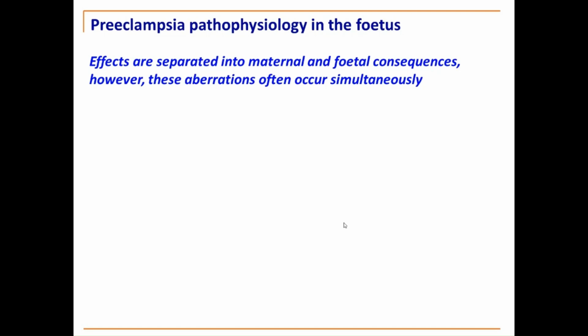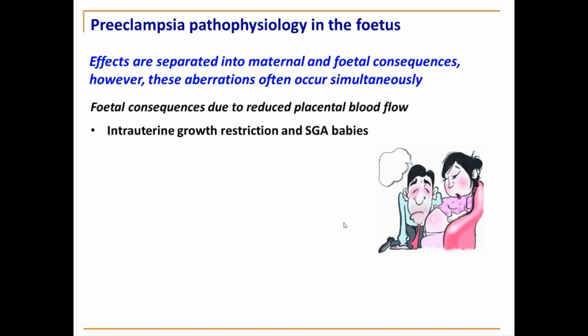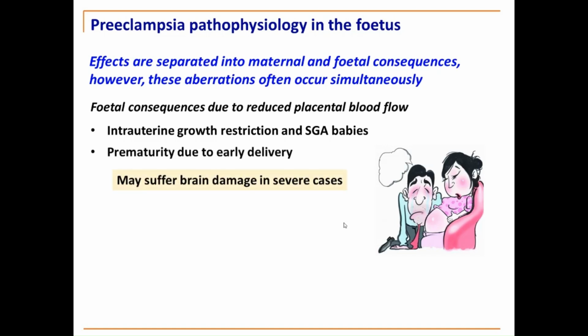So what about preeclampsia pathophysiology in the fetus? Because of course we separate them into maternal and fetal consequences, but reality is they're generally occurring simultaneously. So the fetal consequences, because of reduced placental blood flow, may lead to a restriction in intrauterine growth, and therefore small for gestational age babies, so SGA babies. It can lead to prematurity because you require early delivery because of the significance of severe preeclampsia. And of course, babies may suffer brain damage in severe cases.